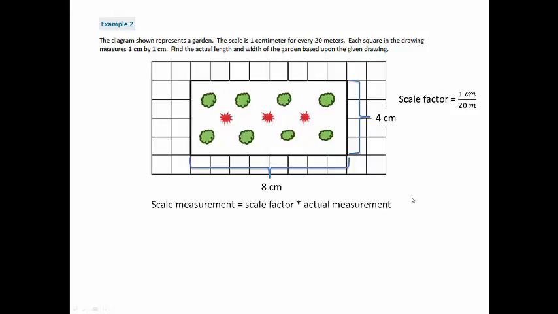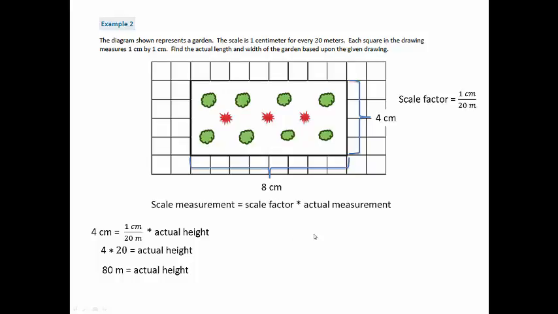We're going to use the same equation as before. Our scale measurement equals our scale factor times our actual measurement. And here's the math. 4 centimeters equals 1/20th times some actual height. So to solve this equation, 4 times the reciprocal of 1/20th, 20 over 1, will give us our actual height. So our actual height of this garden is 80 meters. It's 80 meters from here to here. And that makes sense. If each of these squares is 20 meters, then it's 20, 40, 60, 80.